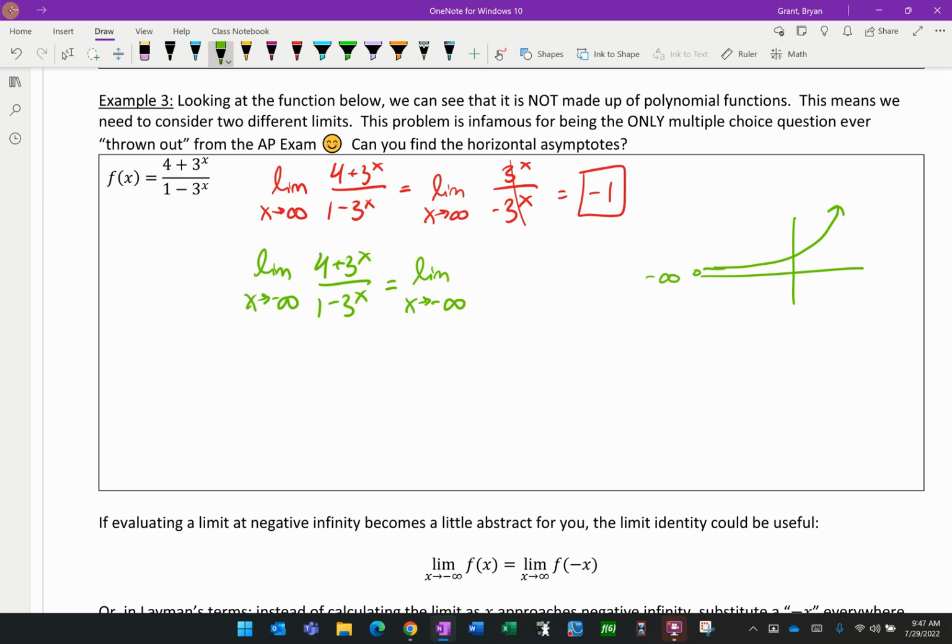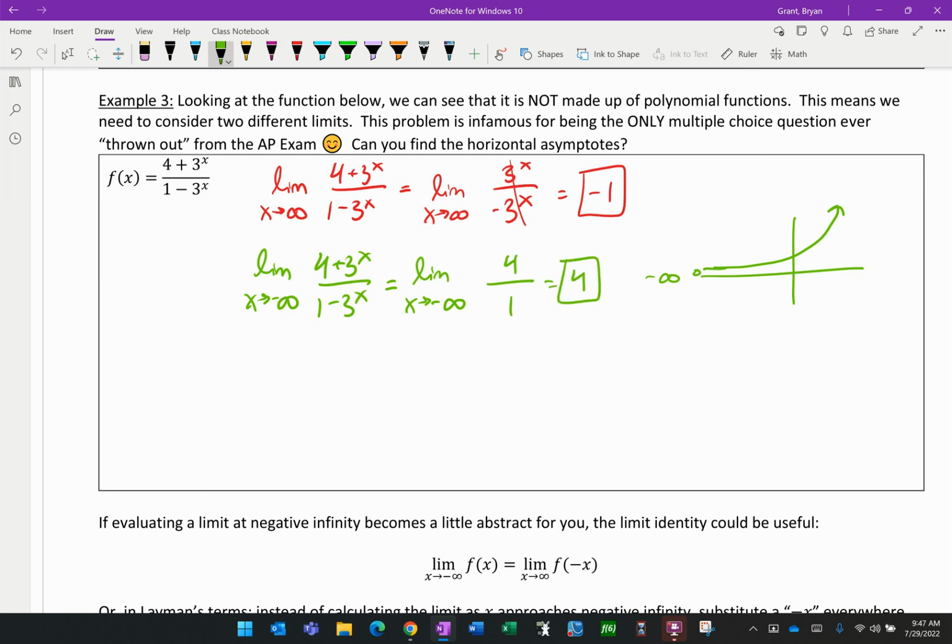So the question becomes, what's more dominant at negative infinity, 0 or 4? And 4 is, right? It didn't quite get to 0. It's just very, very close to 0. 4 is way larger than that. So we end up with 4, and then the same thing, 1 over here. And so this gives us a second asymptote of 4.